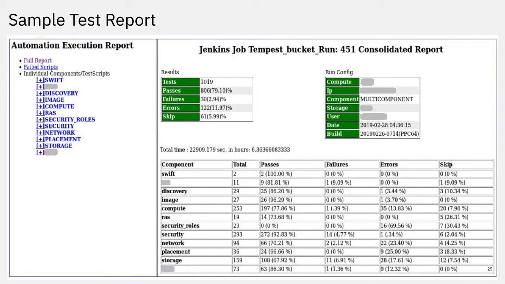Now let's look at a sample test report. So this is an automation test execution report of a Jenkins job. So it's telling us that it's got over 1,000 tests, and then it's able to pass 806 tests, which is 79%, and it has found 30 tests failed, that is roughly 3%, and there are 122 errors, which is roughly 12%. It has skipped about 6% of the tests, and how much time it has taken, when it was run, and so on and so forth.